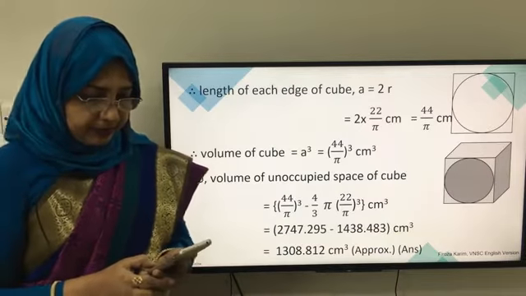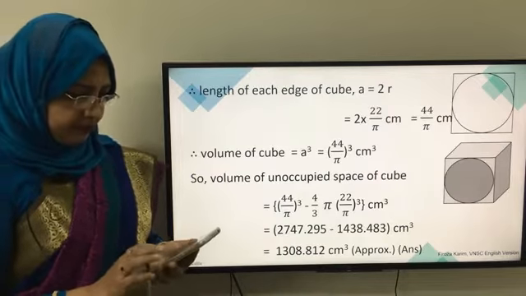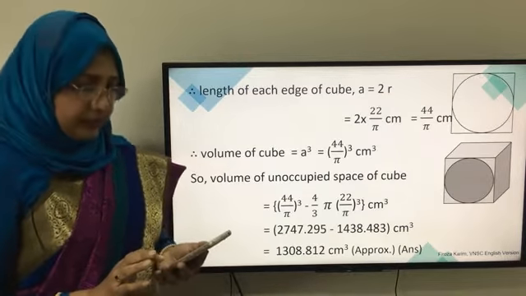Yes, video is getting a little blur. Oh, why? Isn't it clear now?